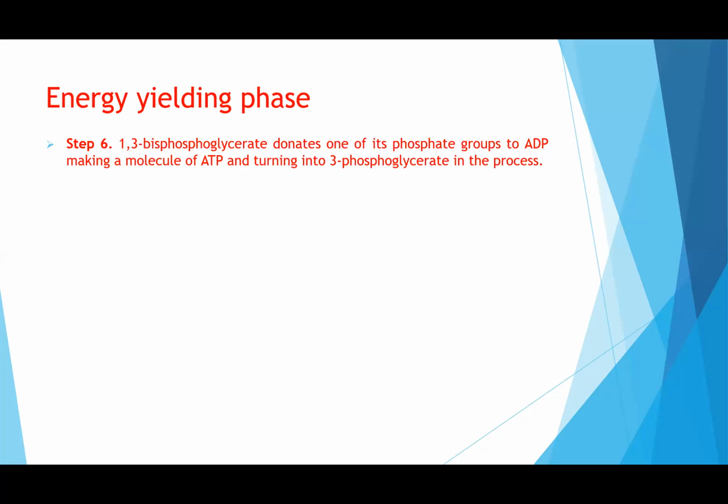Dua, got it? We got 2 ATP, not 1, beta. This is from 1 molecule of 1,3 bisphosphoglycerate. Right?